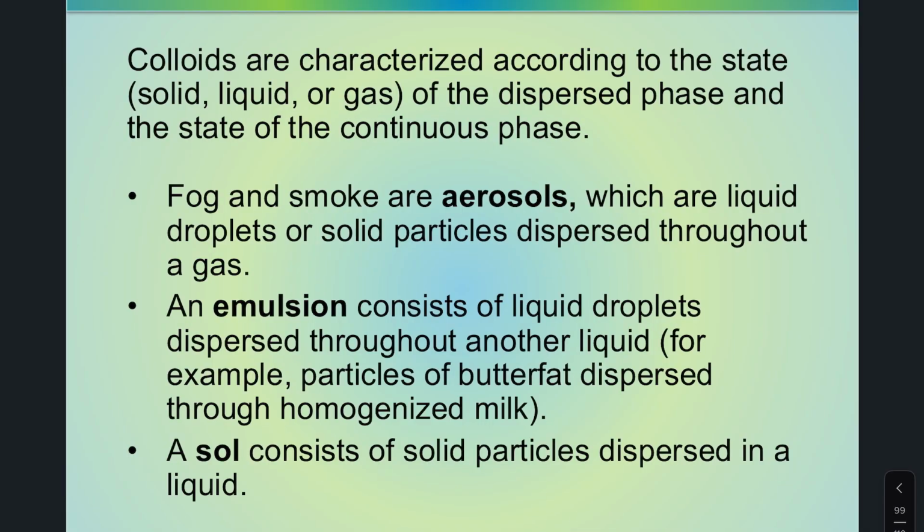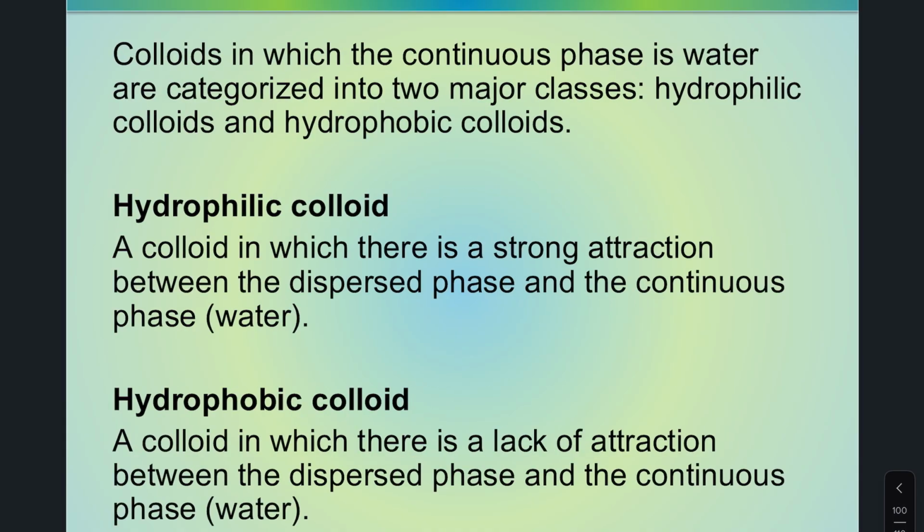So fog and smoke are aerosols. You can also think of emulsions as a type of colloid, and one of those, my favorite example, is milk. Milk is an emulsion. It's also soap. Soap is also an emulsion. Or it makes an emulsion when you mix it with water, and that's how it's able to get rid of dirt. And there's also a sol, which consists of solid particles in a liquid, but not as important.